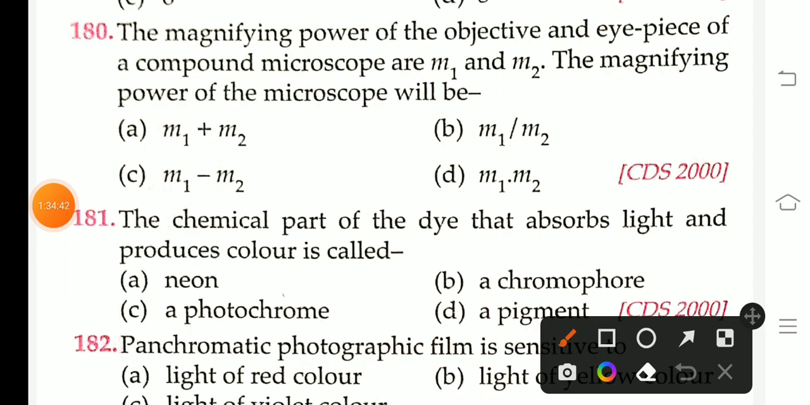Next, the magnifying power of the objective and eyepiece of a compound microscope are M1 and M2. The magnifying power of the microscope will be. Right answer option D. M1 into M2. Next, the chemical part of the dye that absorbs light and produces color is called. Right answer will be option D. A pigment.